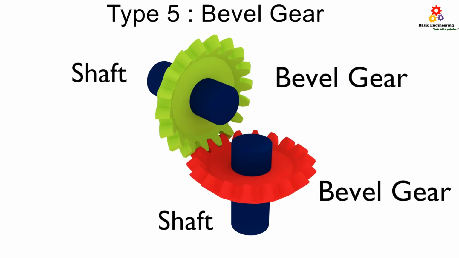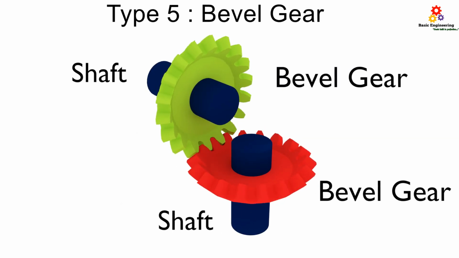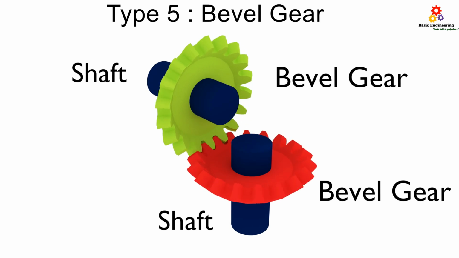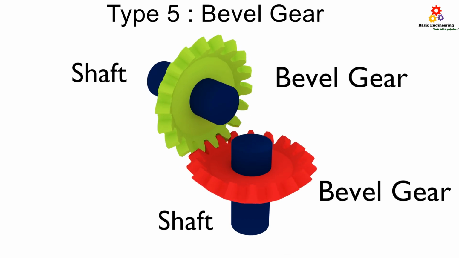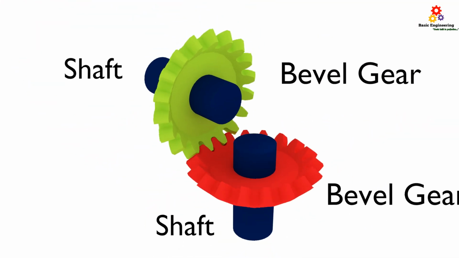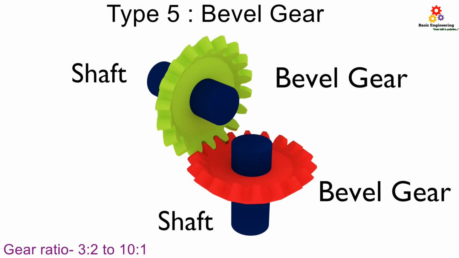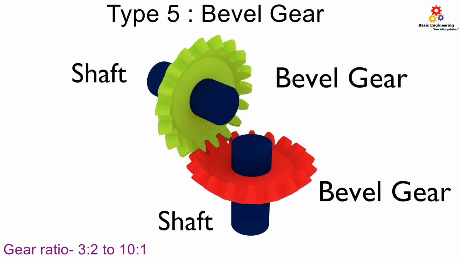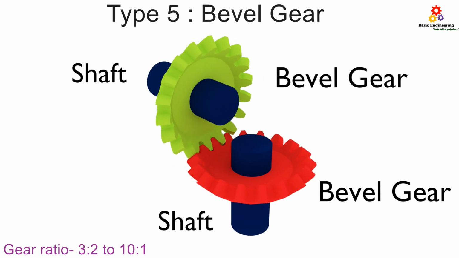Fifth type is bevel gear. Bevel gears are used to transmit power and motion between two intersecting shafts. By changing the gear profile, we can transmit power and motion between two shafts which are not exactly at 90 degrees. The gear ratio is 3:2 to 10:1.